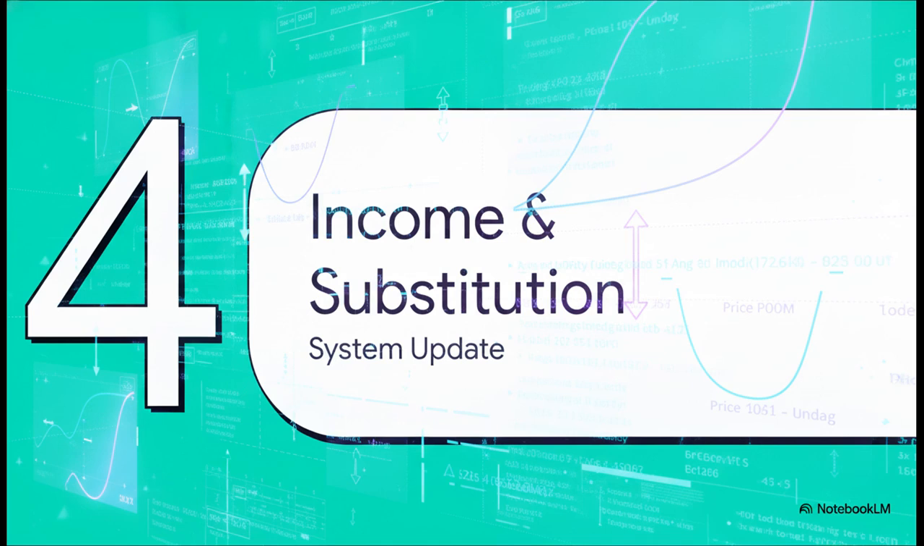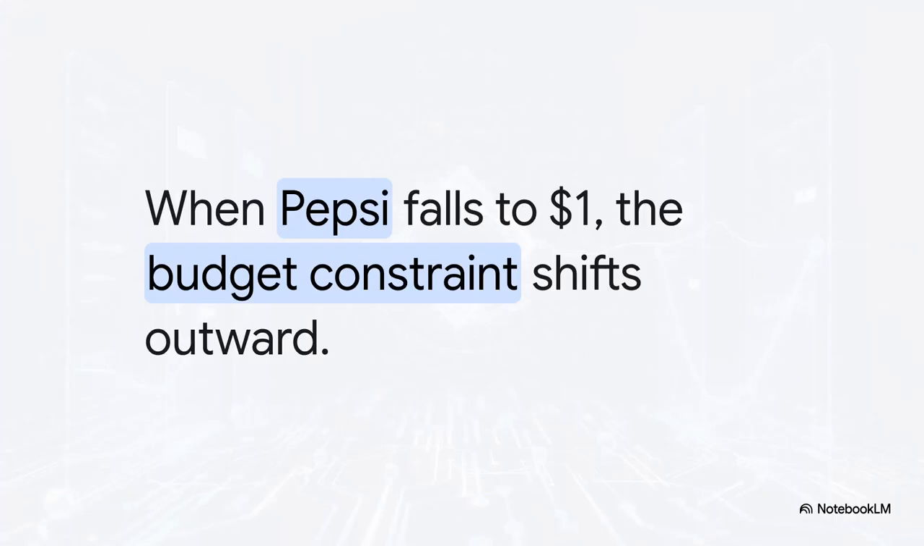Section 4. Income and substitution effects. But hey, the real world isn't static, right? Prices change all the time. So let's simulate a system update and see how our consumer OS responds when we tweak a variable. Imagine a major price drop. The price of Pepsi suddenly falls from $2 to just $1 a liter. This expands the consumer's set of buying opportunities. The whole budget constraint shifts.